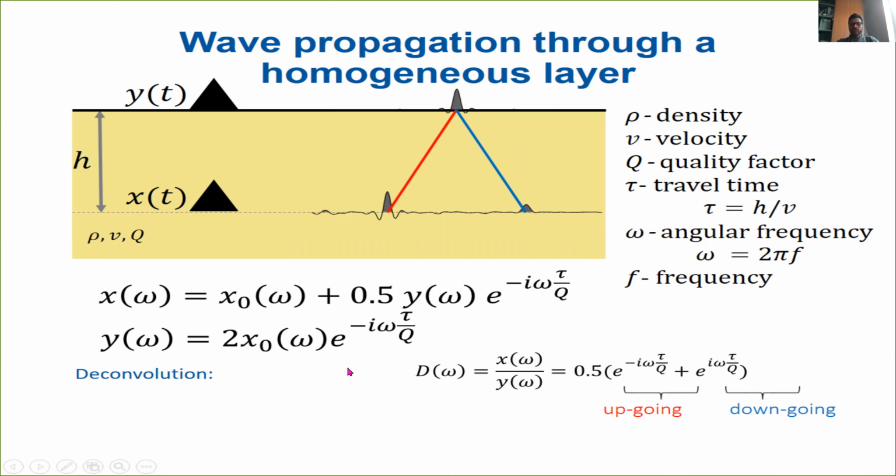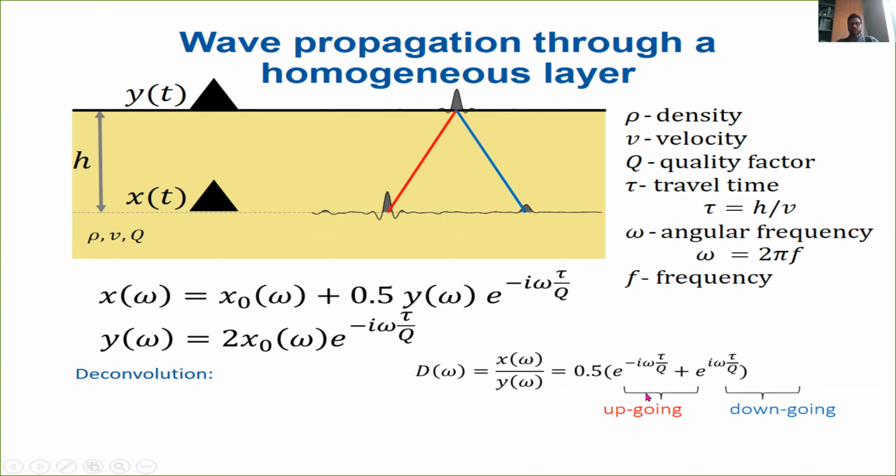So if I calculate the ratio between the recording in the borehole and the recording at the surface, I immediately see that what I obtain is a function that has a constant coefficient 0.5, that is related to the fact that, as we said many times, the ground motion at the surface is larger due to the free surface effect.